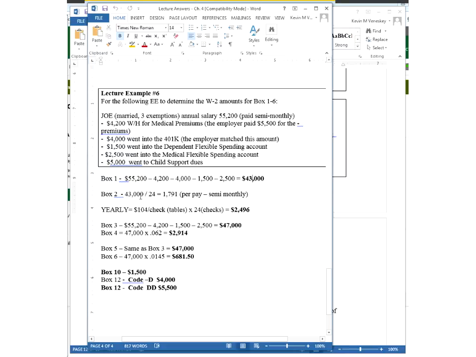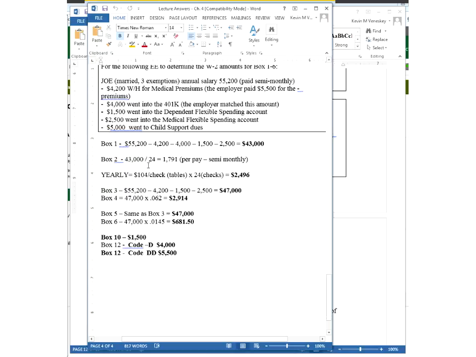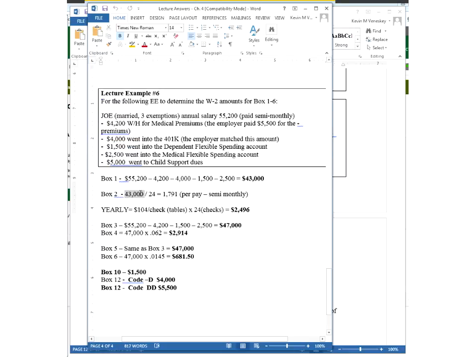Box 2, let me see what I did for this. All right. So what I had to do is look this up in the book. What I've given you, we've now determined what his total wages were taxable for the year, 43,000. No, I don't want to use the 55,200. That's his gross. I want to use what's taxable.